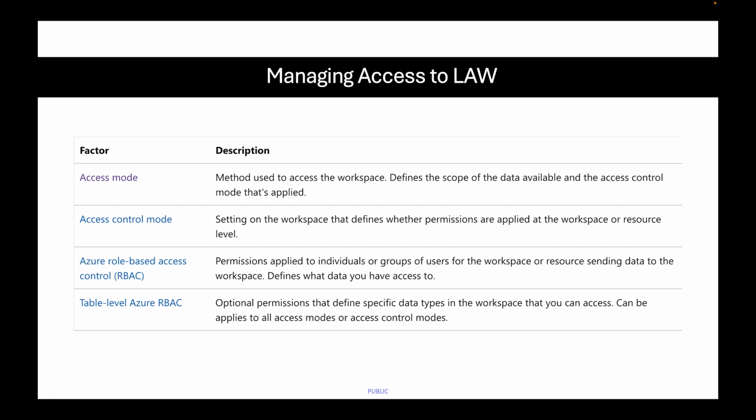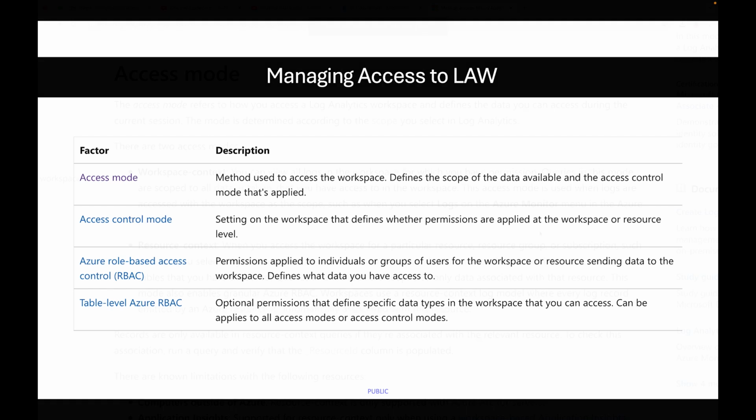Then there's access control mode, where settings on the workspace define whether permissions are applied at the workspace or resource level. When we're talking about resource level, we're talking about the tables. And then RBAC, Azure role-based access control, permissions applied to individual or groups of users for the workspace or resource, defines what data you have access to. And then there's table level Azure RBAC, which is optional permissions that define specific table types in the workspace that you can access and can be applied to all access modes or access control modes.